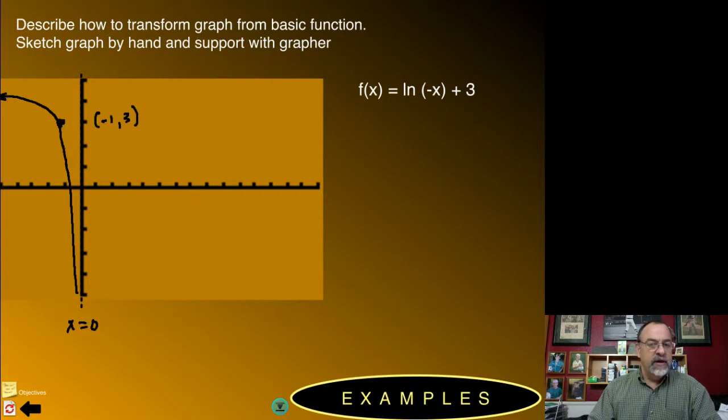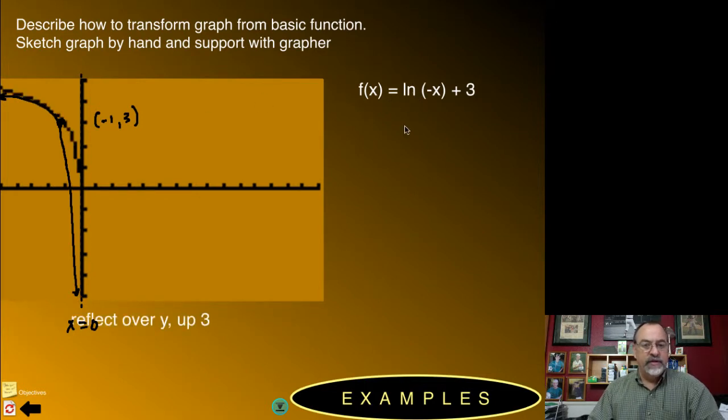So sorry I missed that. And so this would be the graph of this function with those two transformations. And if we graph that, you can see that's pretty much what we have.